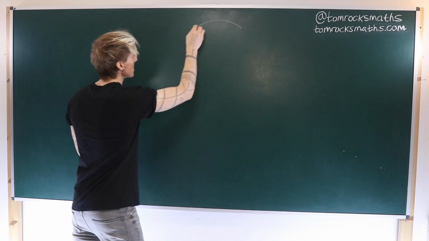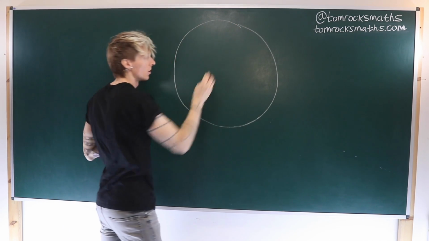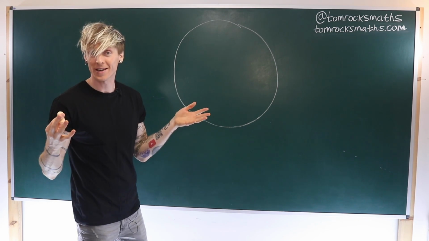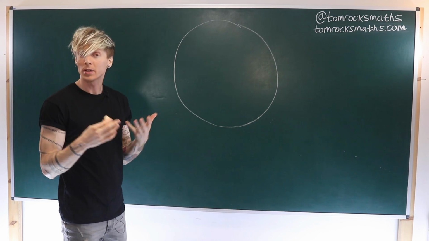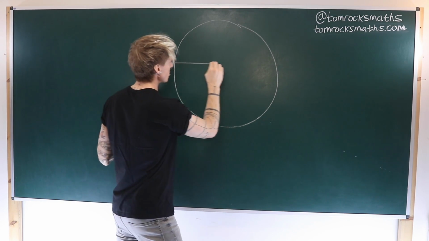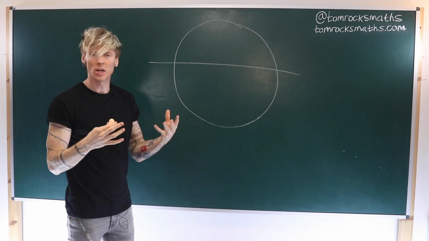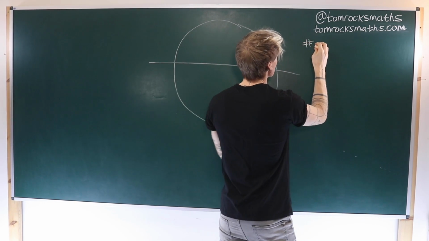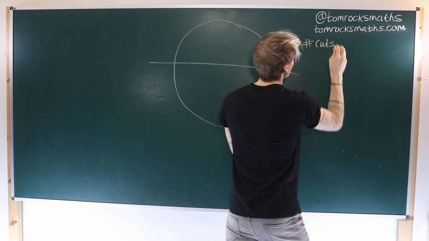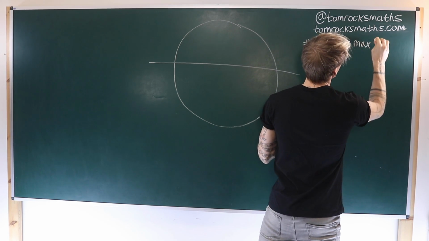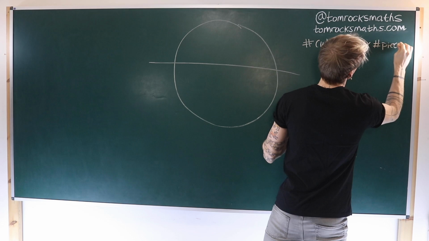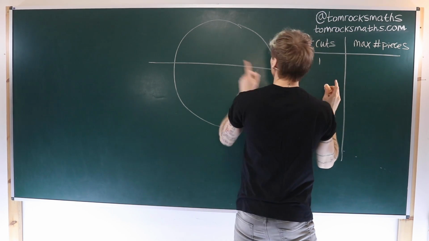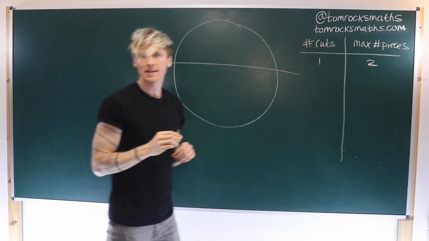So if I take this to be my circle or pizza or any other circular shaped piece of food or even object, when I only have one cut, there's only really one thing I can do. So for one cut, I'm going to get two pieces. If we record this over here, I can say number of cuts versus max number of pieces. And what we've seen here is when we have one cut, we get 2 pieces.